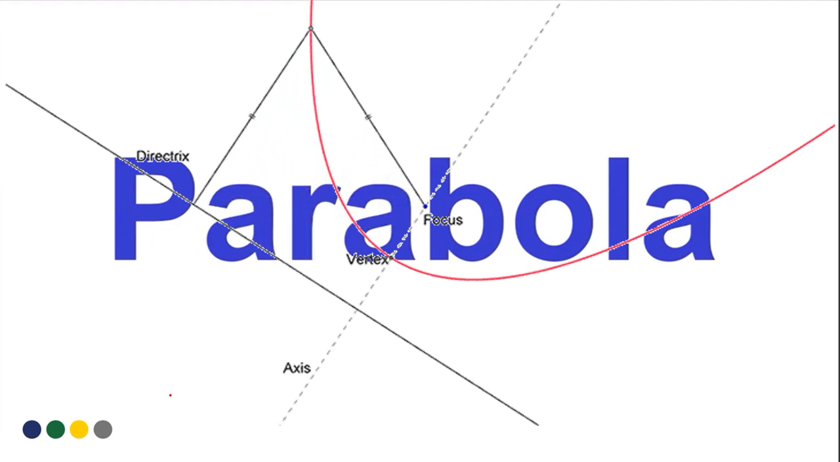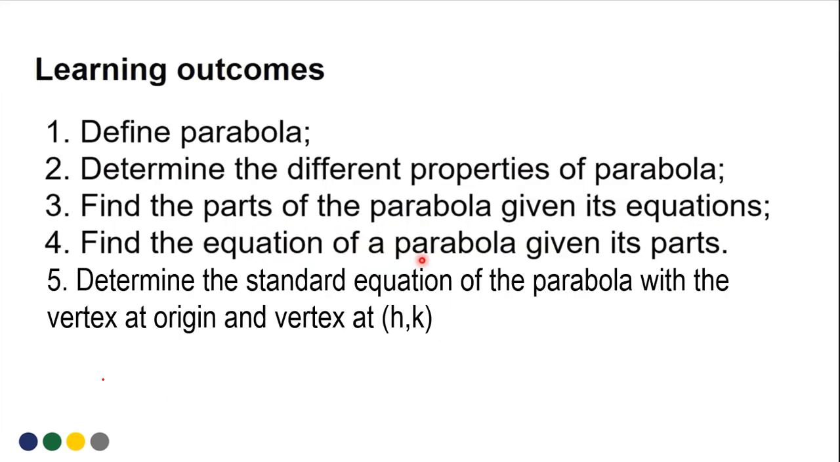Today, we're going to discuss the second section of conic. This is parabola. So we have 1, 2, 3, 4, 5 learning outcomes today. We're going to determine the different properties of parabola and the parts of the parabola given its equations. And of course, the equation of the parabola given its parts. Last one, we're going to determine the standard equation of the parabola with the vertex at origin and vertex at (h, k).